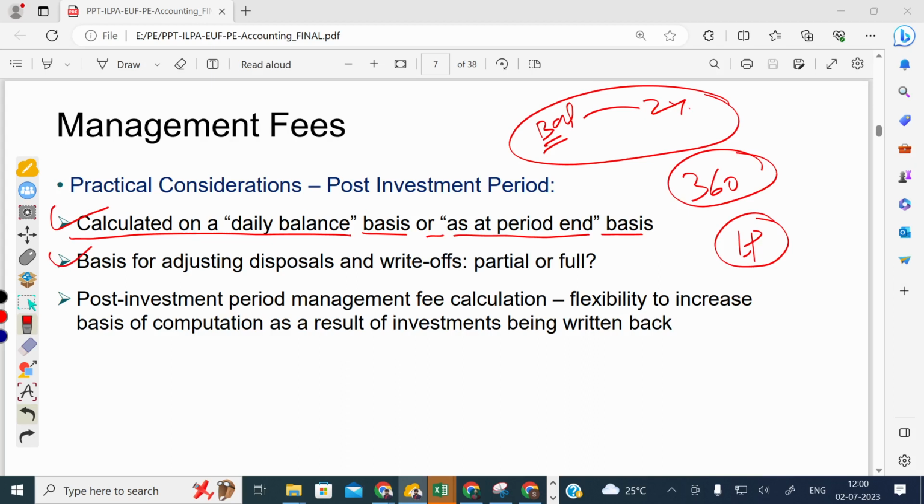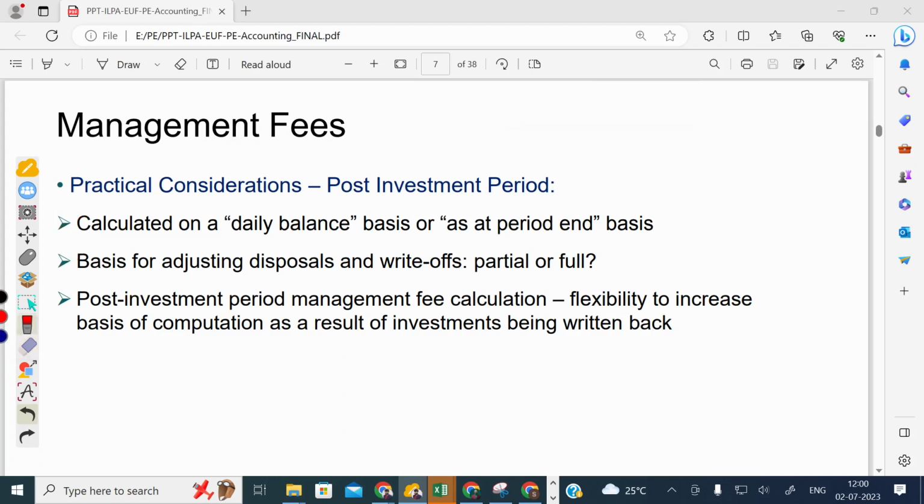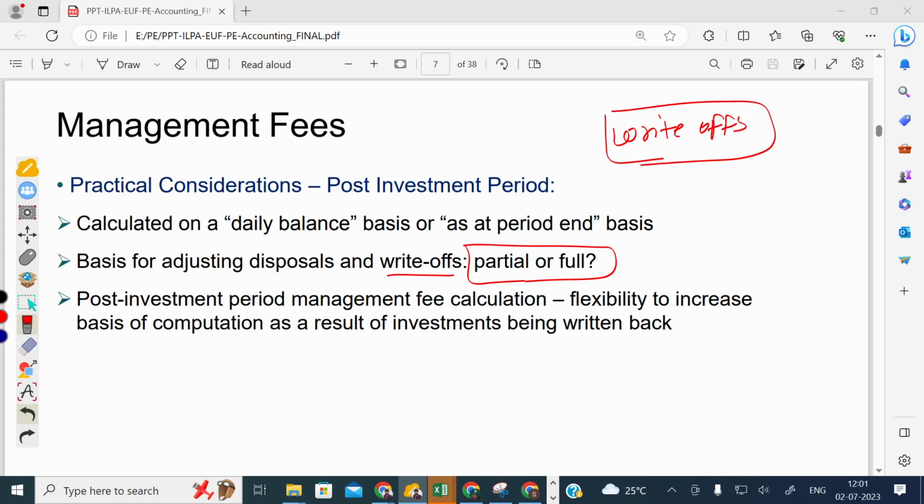Sometimes you will have to do partial and full write-offs as well. Why will write-offs come into the picture? Can anyone tell me? Come on. What do you understand about write-offs? Have you heard about write-offs, guys? Am I audible? Are you there, guys?